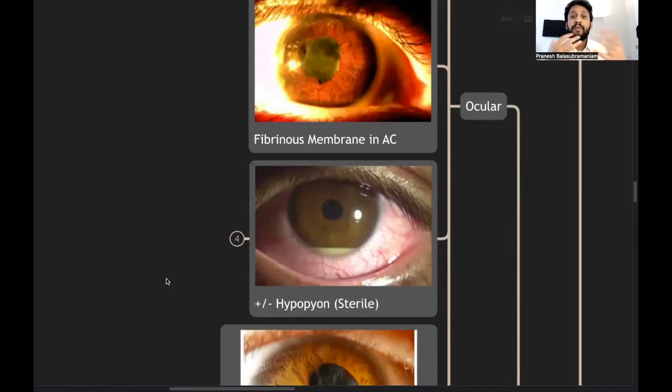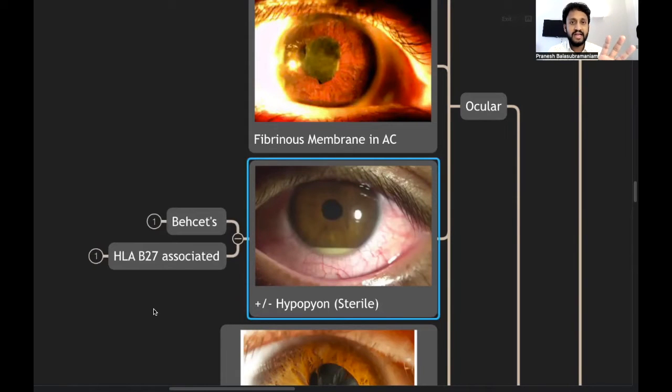Sometimes inflammation will be so much that it may settle down in the anterior chamber, forming a hypopyon. Now, we saw hypopyon in corneal ulcers or keratitis as well. You will also see hypopyon in uveitis. Uveitis with hypopyon is a very important thing to consider because very few diagnoses cause uveitis with hypopyon. One is going to be Behçet's disease.